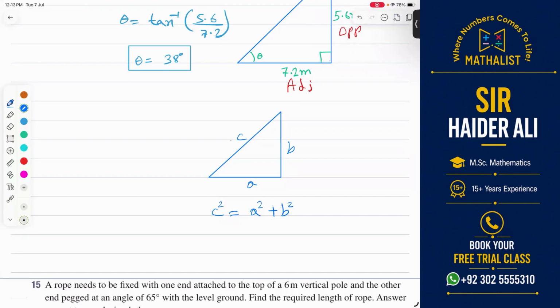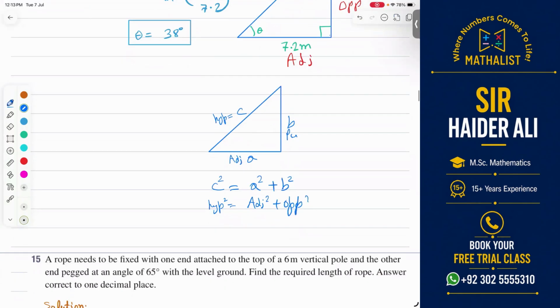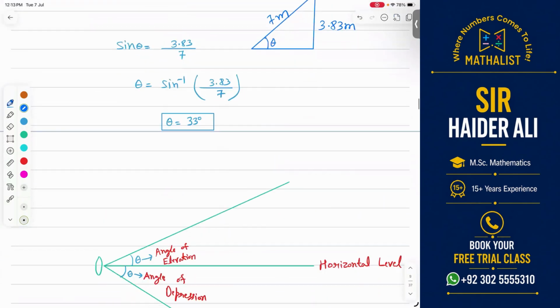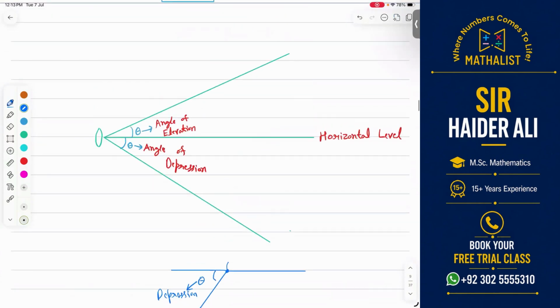This can be the height, the adjacent, and the perpendicular. So height square is equal to adjacent square plus perpendicular square, or you can say opposite square. Also, there are angle of elevation and angle of depression.